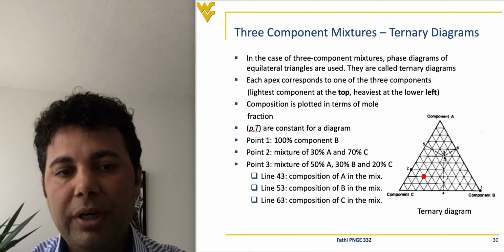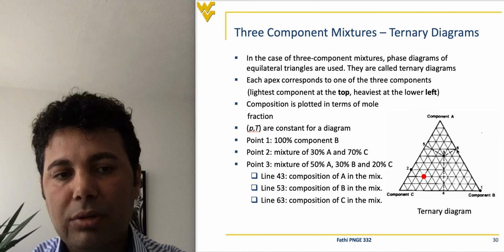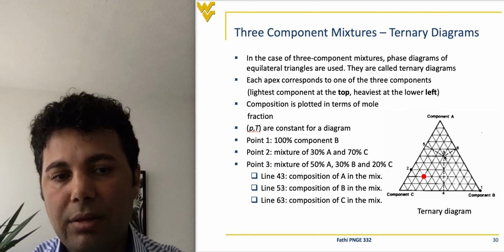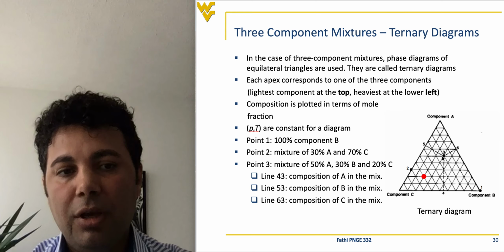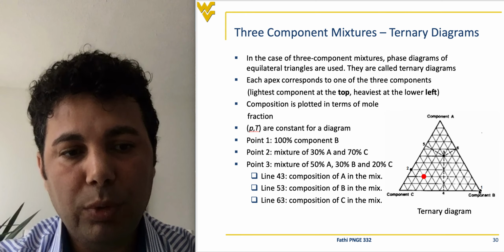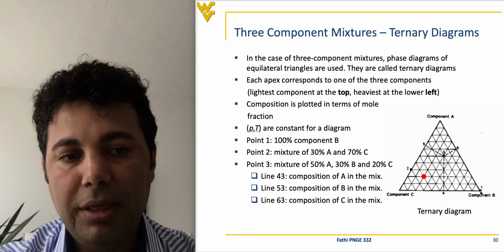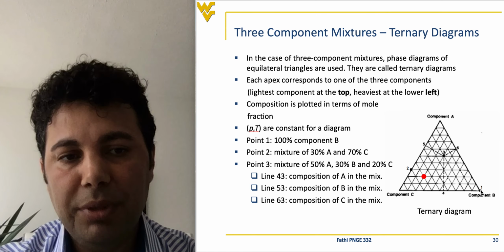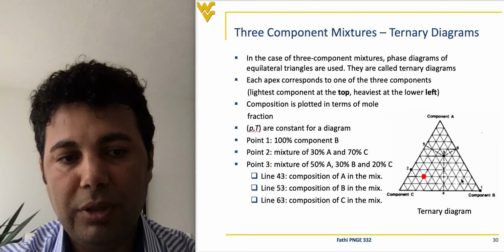And the way it works, from the point that I'm located, I can draw a perpendicular line to every one of these laterals, and then I can count this length to find the percentage of the component associated with this point. So for example, if I'm at point 1, the point 1 is right at apex B. So I have 100% of component B, 0% A and 0% C.